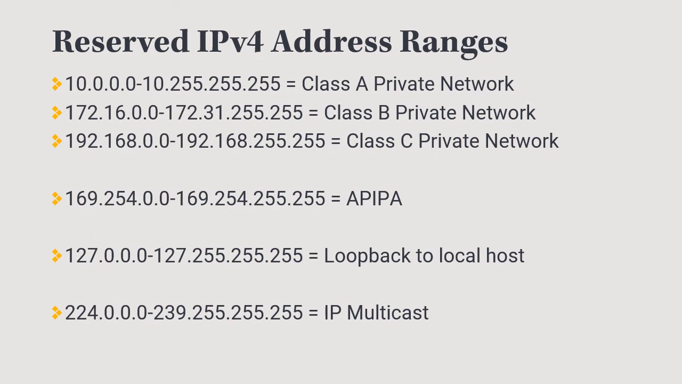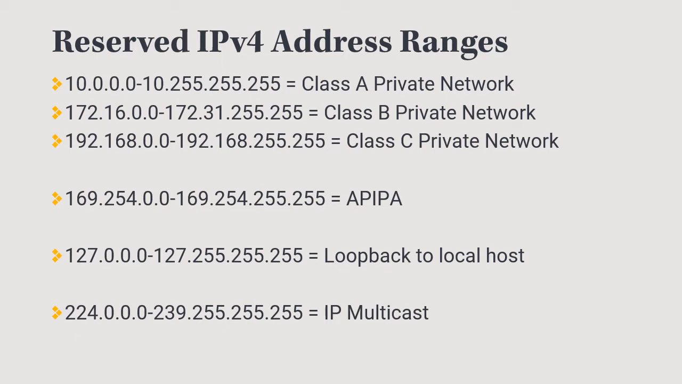255.255.255.0. Some IP address ranges that we want to be aware of that are reserved. The first one is going to be 10.0.0.0 through 10.255.255.255. So essentially, anything with the first octet of 10 is reserved for our Class A private network. These are the addresses that we would use over and over and over in a private network.